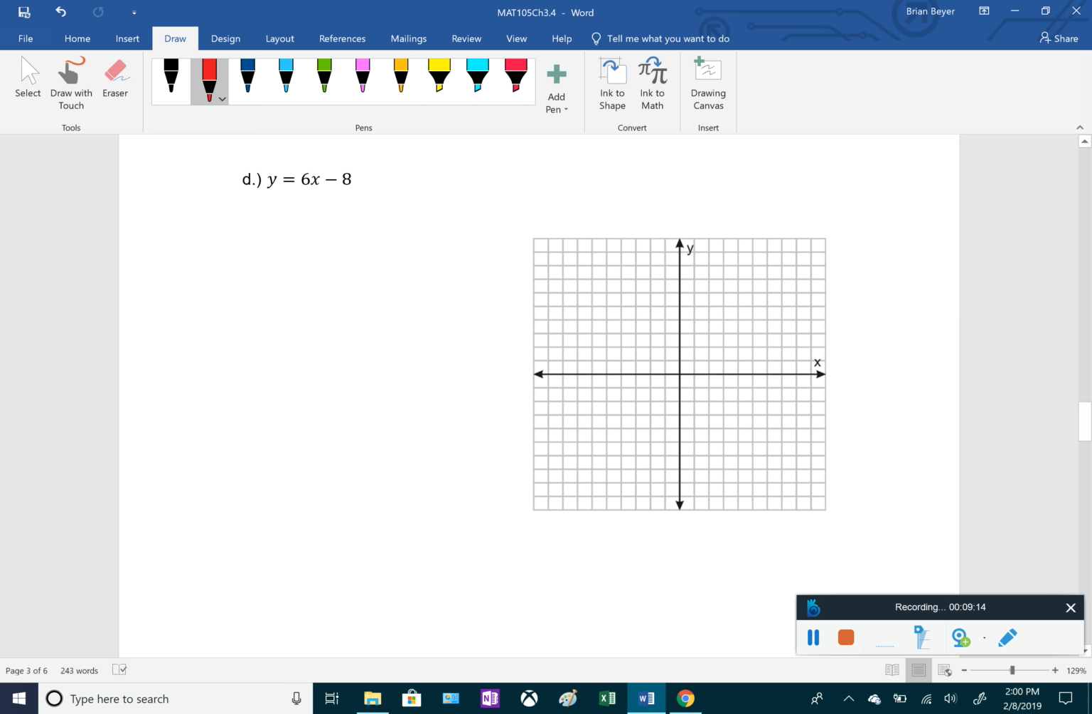Next one, y equals 6x minus 8. So slope, y-intercept. So plot that y-intercept, negative 8. A slope of 6 is the same as 6 over 1. So we're going to go up 6 units and to the right 1 unit. So 1, 2, 3, 4, 5, 6, to the right 1 puts us right here. Connect the points and we're done.